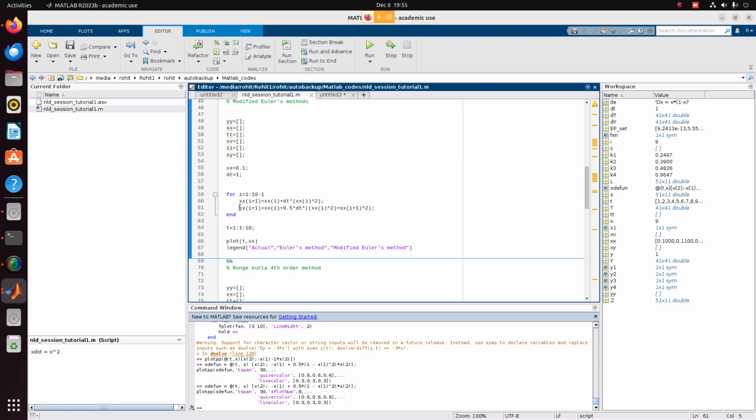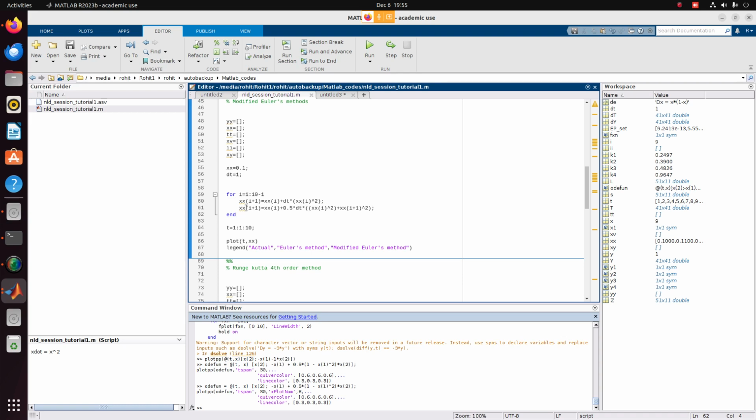Now the actual x_{i+1} should be x_i plus half of the mean of the velocity. So f of x is nothing but x square. So x_i square plus the new x_{i+1}, which is updated here, that will be taken here and squared, and you take a mean of this totally and multiply with the delta t, and then you sum it over the different values of x.